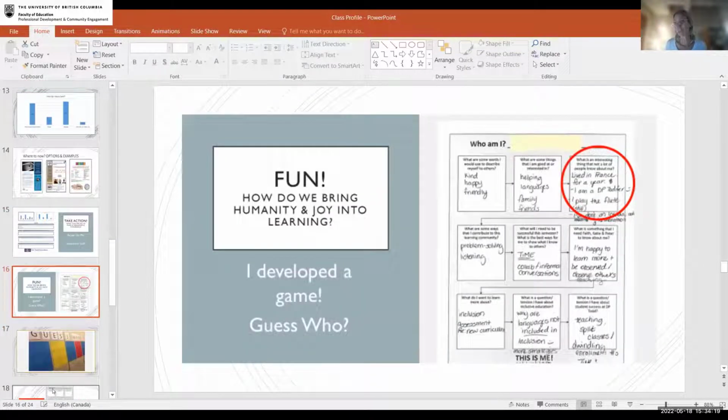Oh, and then there's the fun piece, because we can't leave that piece out, the humanity piece. What is an interesting thing not a lot of people know about me?